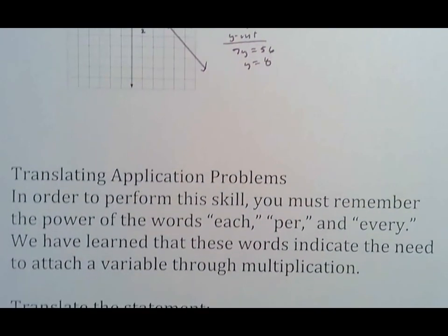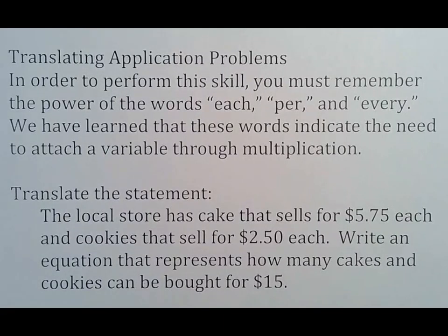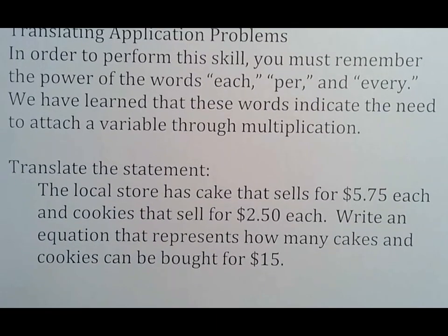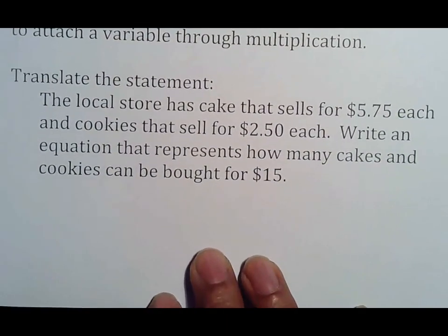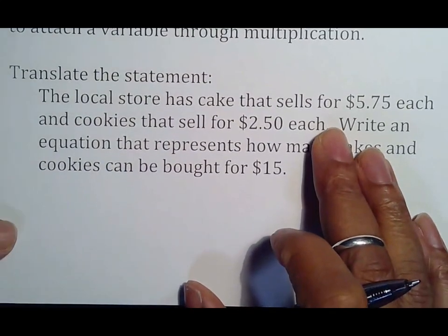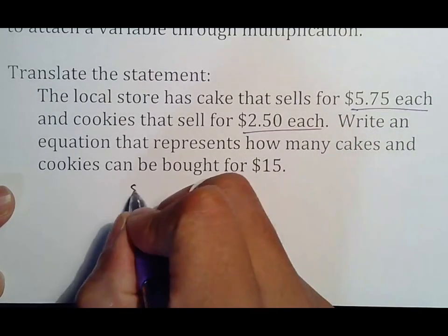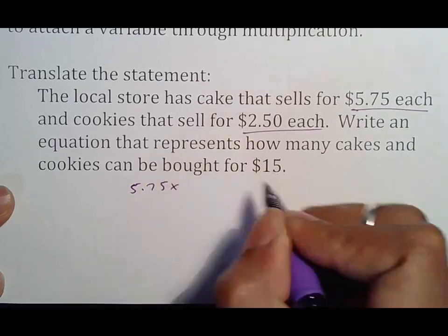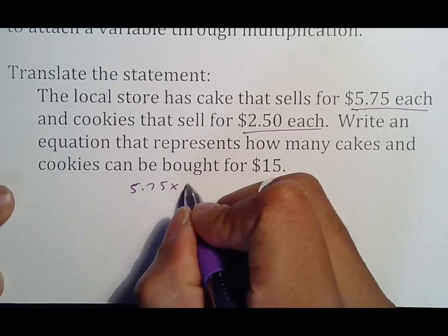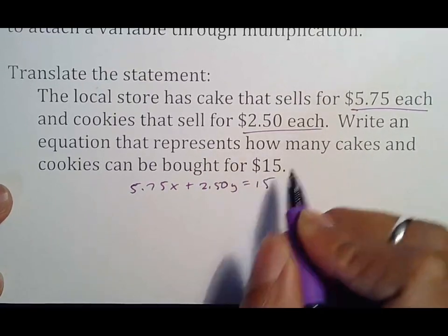The last thing you're going to do is translate application problems. In order to do that, you must remember the power of the words each, per, and every. We've learned that these words indicate the need to attach a variable. So translate the statement here. Local store has cake that sells for $5.75 each, cookies for $2.50 each. If you want an equation for how many cakes and cookies could be bought for $15, notice that has an each, that has an each, so we would put 5.75x for one of them. And since it's two different amounts, we put 2.50y equals 15.